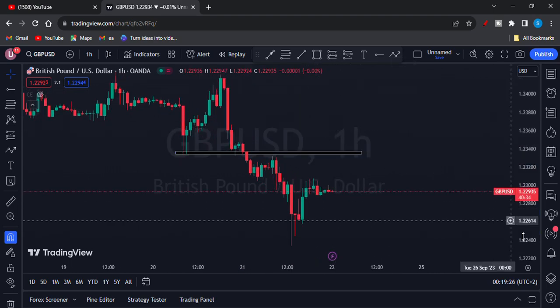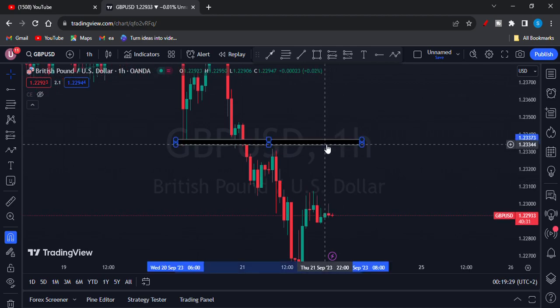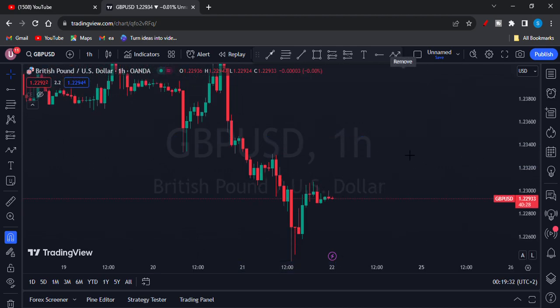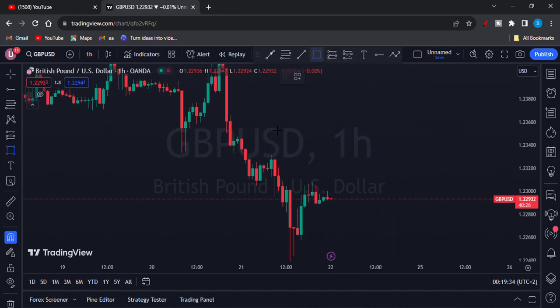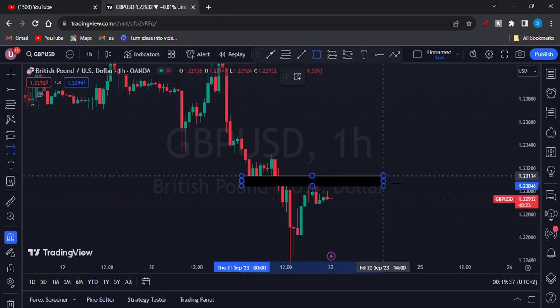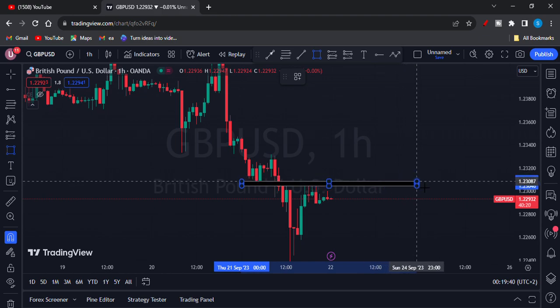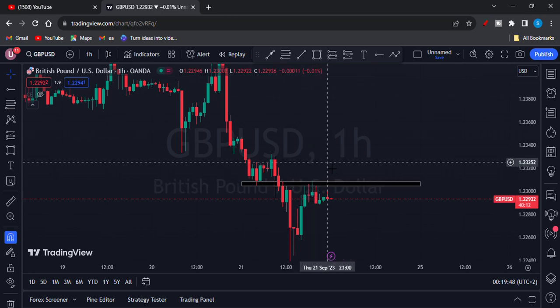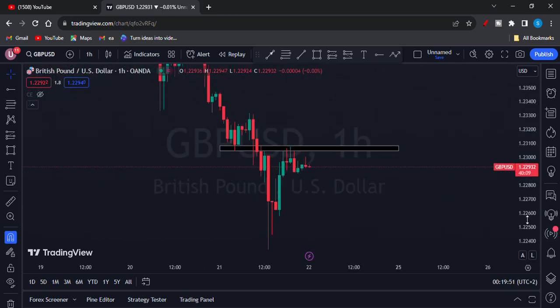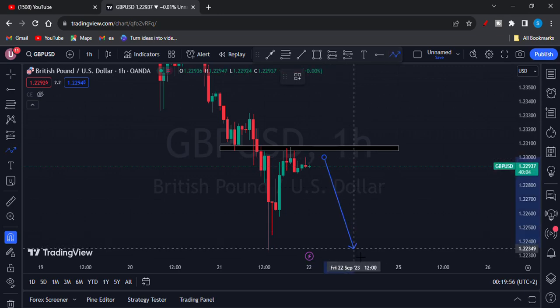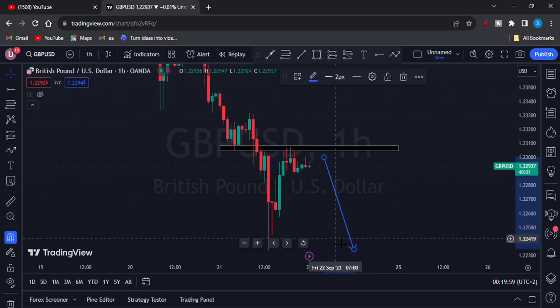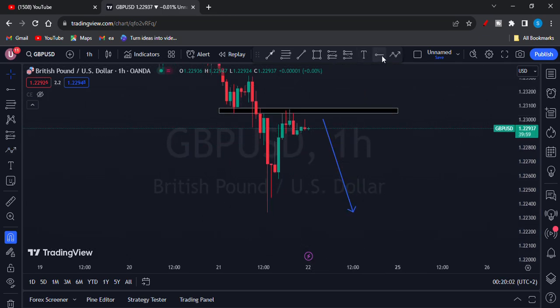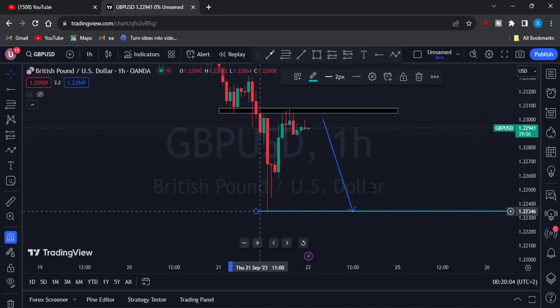So what do we do for now? Let me see. Let me just erase this, and then currently have this zone right there, this being our tiny support area. Finally broke this, and then we came to retest, and then it seems like there's a possibility that we can push to the downside, maybe even take out these areas right here, but we'll see.